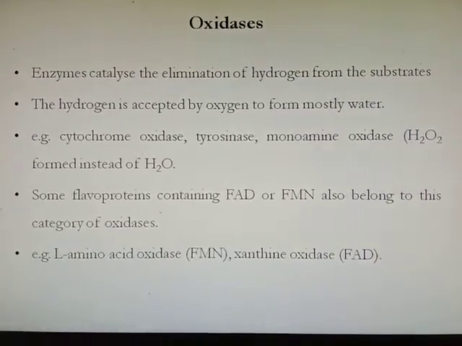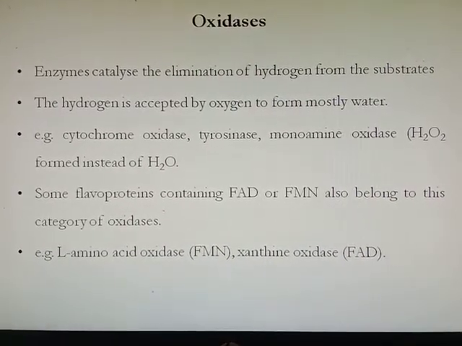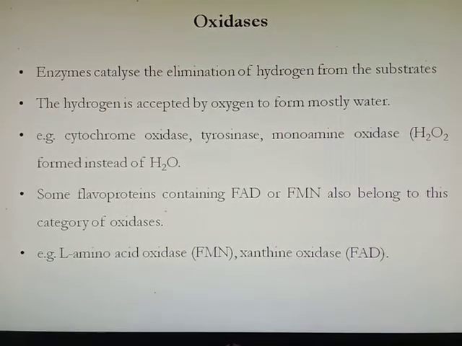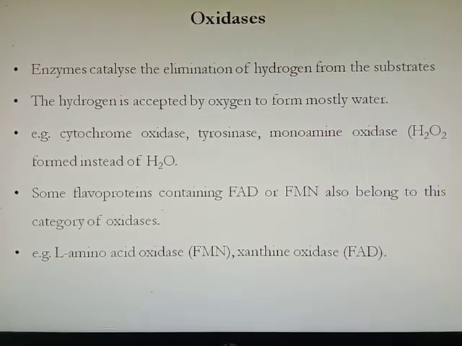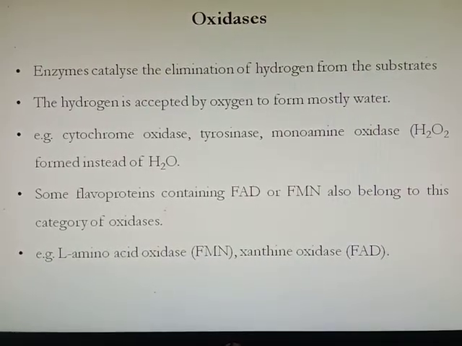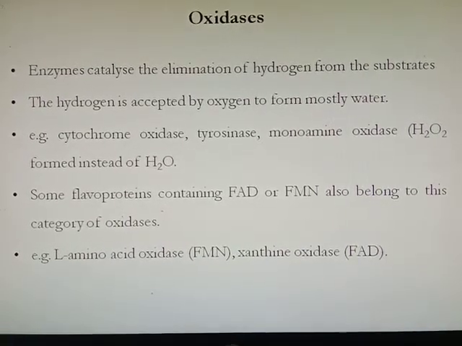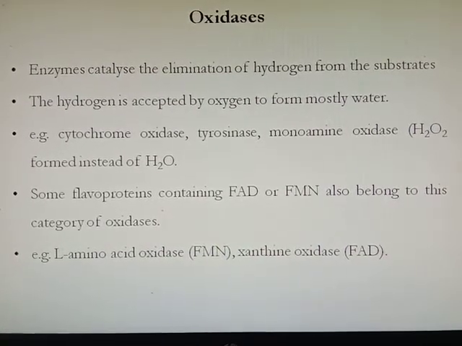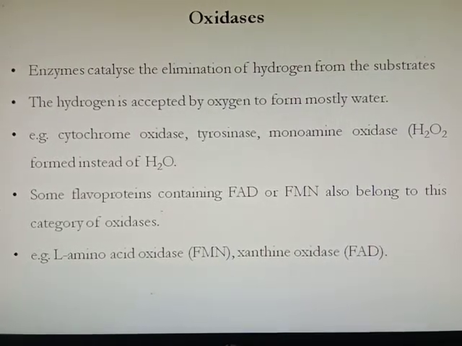First is the oxidase enzyme. The enzyme catalyzes the elimination of hydrogen from the substrate. So oxidases are the enzymes involved in the removal of hydrogen from the substrate, but the hydrogen is accepted by oxygen to mostly form water. For example, cytochrome oxidase, tyrosinase, and monoamine oxidase, which is the exception. In place of H2O, it forms H2O2.